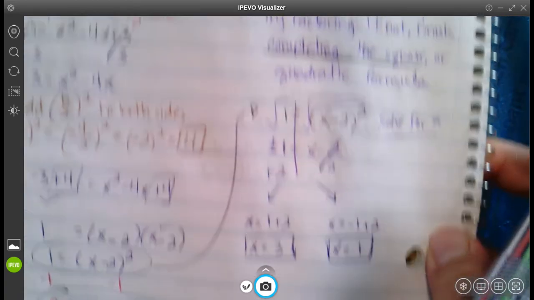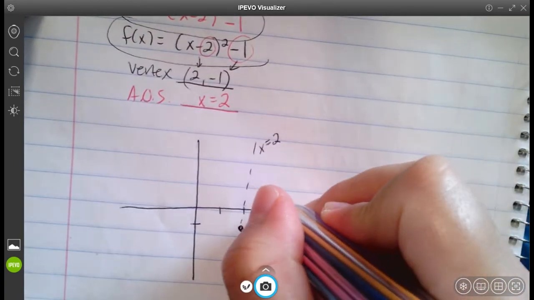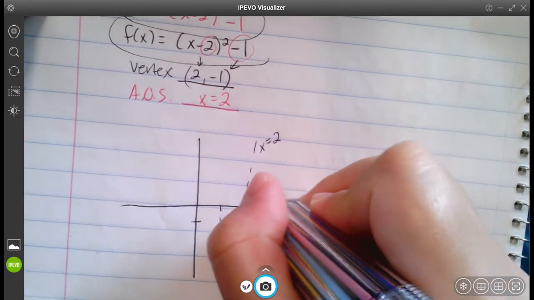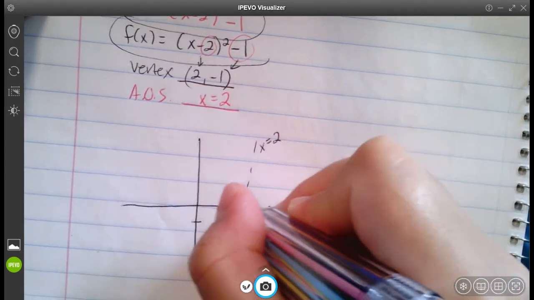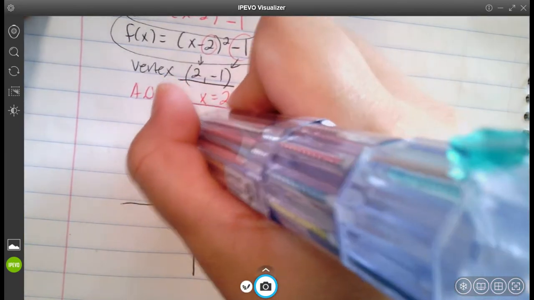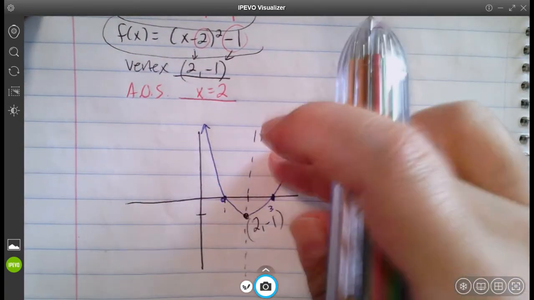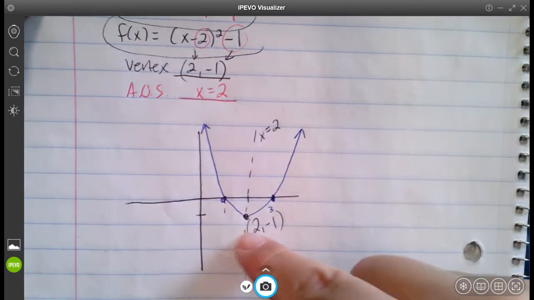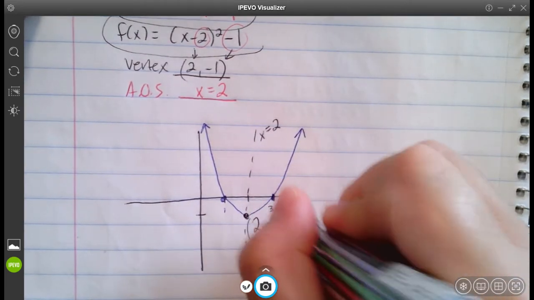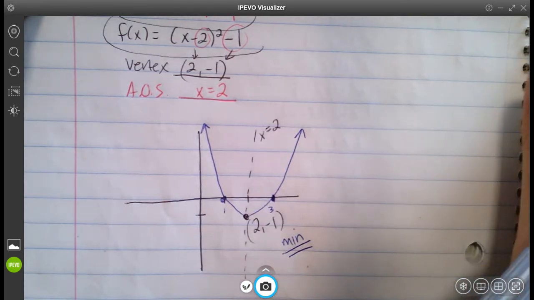Let's go ahead and add that to the bottom here. On our graph, we have 3 and 1. So, okay, there's my 1, there's my 3. There are my points. And my graph looks something like that. Okay, nice and concave up. Vertex is at 2, -1. It's a minimum, by the way, which we're going to talk about in a little bit. And then we have our axis of symmetry down the middle.